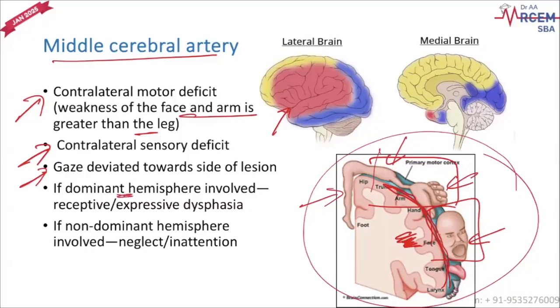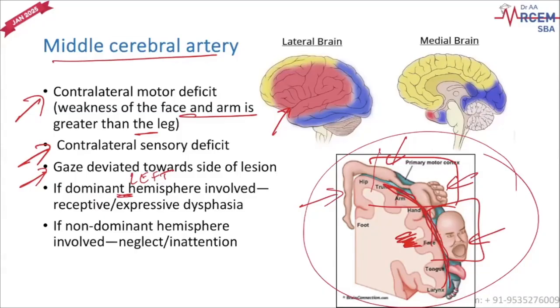Okay, if the dominant hemisphere is involved, in 99% of humans the dominant hemisphere is the left side. Okay, even in a left-handed person, the dominant hemisphere is the left side itself. It's not the right side, it's the left side itself.